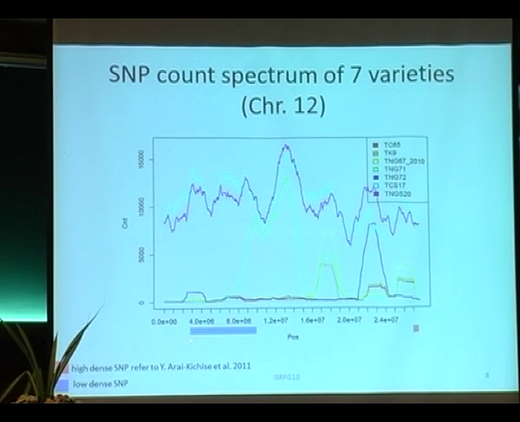And compared to the Japanese result, we have some differences here. For example, this Genome 72 has a high SNP density here, but low here. And the red color means high density in the Japanese group's result. So compared to them, we are almost the same.